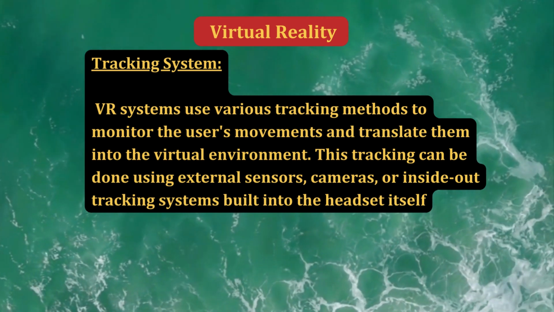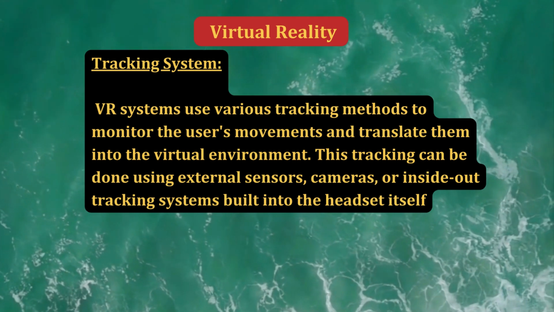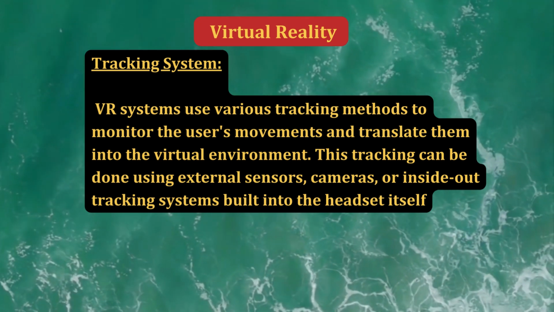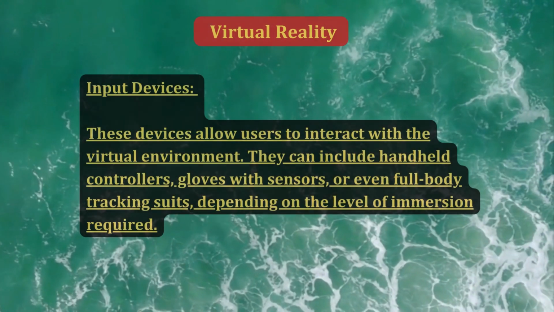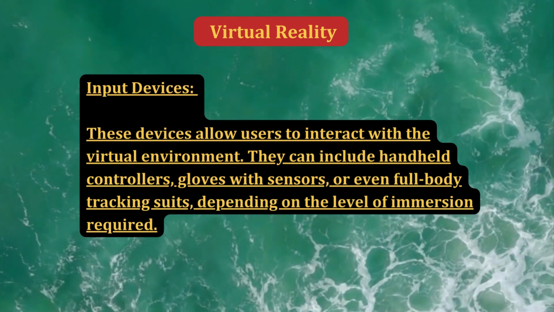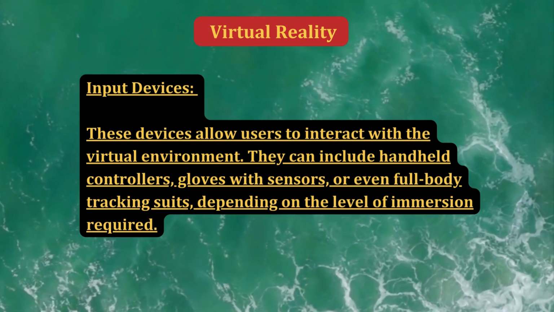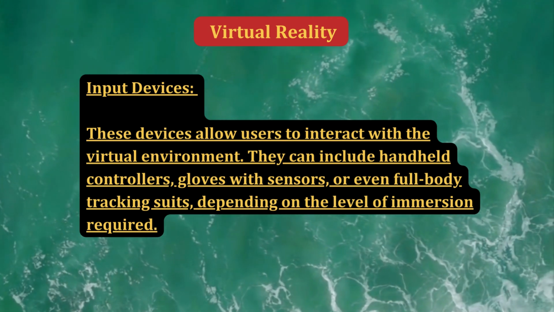Tracking system. VR systems use various tracking methods to monitor the user's movements and translate them into the virtual environment. This tracking can be done using external sensors, cameras, or inside-out tracking systems built into the headset itself. Input devices. These devices allow users to interact with the virtual environment. They can include handheld controllers, gloves with sensors, or even full body tracking suits, depending on the level of immersion required.